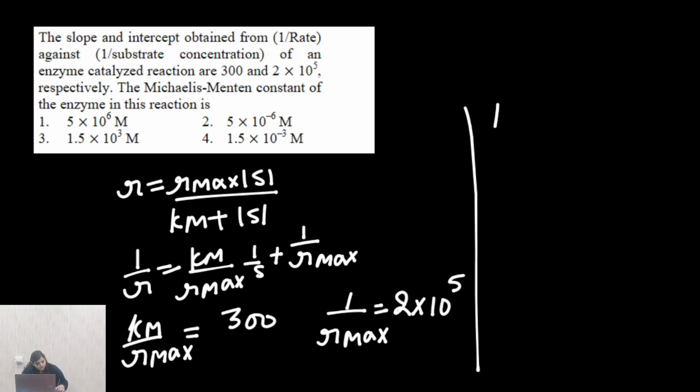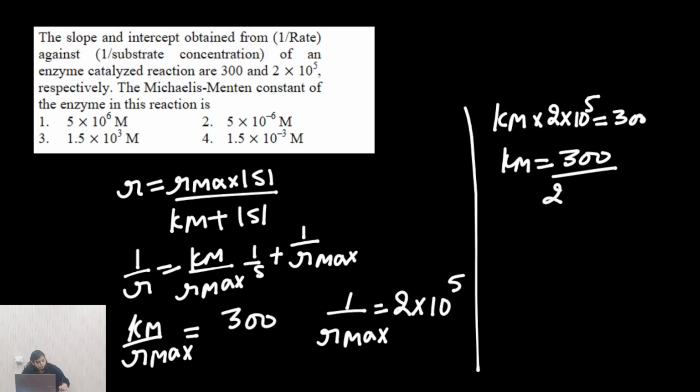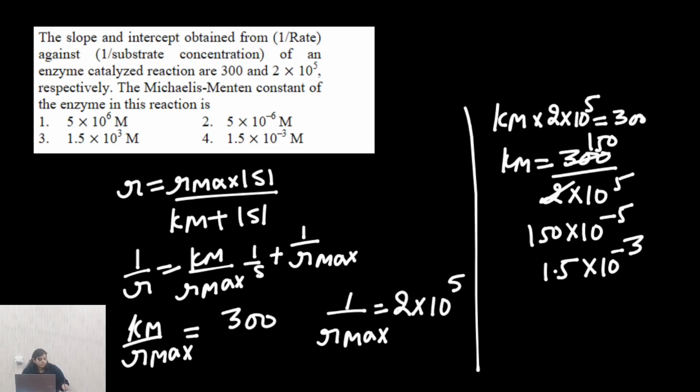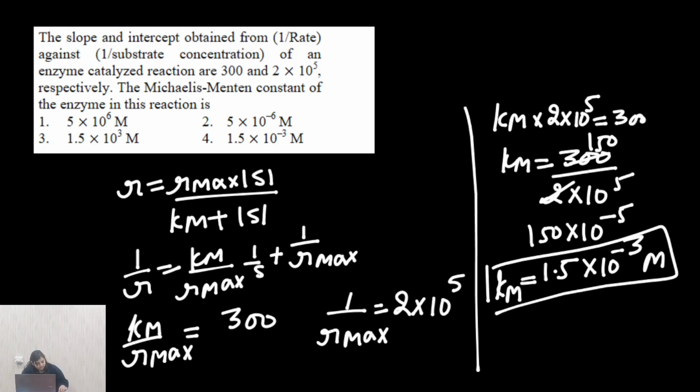So Km into 2 into 10 to the power of 5 will be equal to 300. So Km comes out to be 300 upon 2 into 10 to the power of 5. That becomes 150 into 10 to the power of minus 5, or 1.5 into 10 to the power of minus 3 molar. So this is going to be the Michaelis-Menten constant. This is the answer that is given to us in the fourth option, so this is the correct answer.